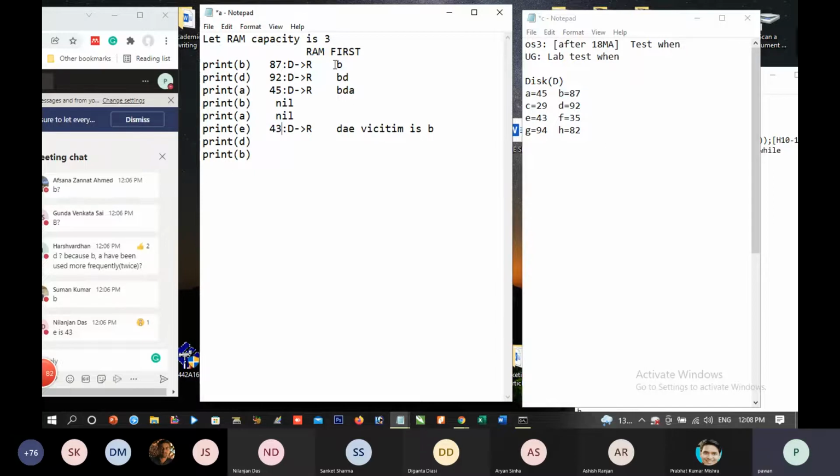So we are maintaining the queue of the variables which have been brought to RAM. Is it correct? B equal to 87, D equal to 92, and A equal to 45 are stored in RAM. When a new variable comes, it is put at the end of the queue. And when the need for removal comes, we shall be removing the first thing in the queue. Okay. So we are removing B. B has been removed. Victim is B. Victim means the variable removed is called victim.